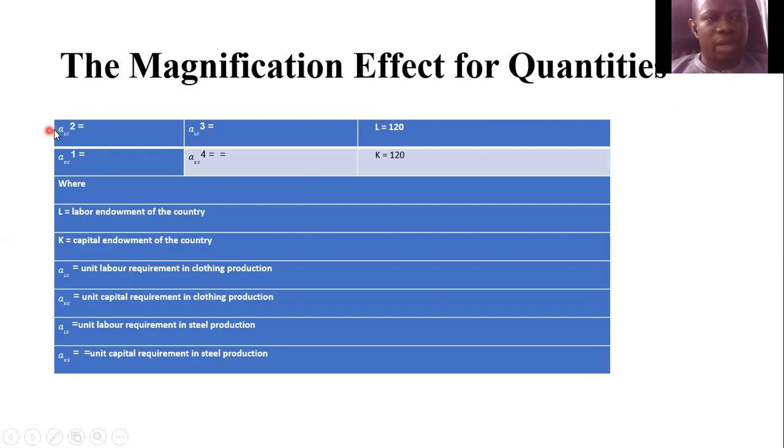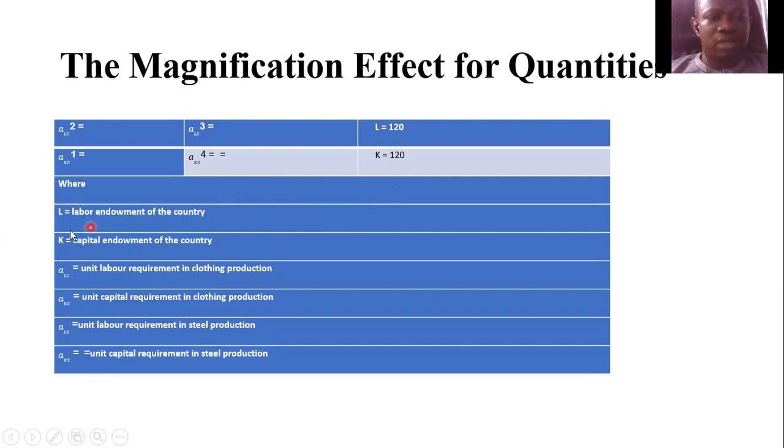We have ALC, which is equal to 2, we have ALX, which is equal to 3, and we have L, which is equal to 120. In another row, we have AKC, which is equal to 1, and we also have AKX, which is equal to 4, and we also have K, which is equal to 120. That is, capital is 120 and labor is also 120.